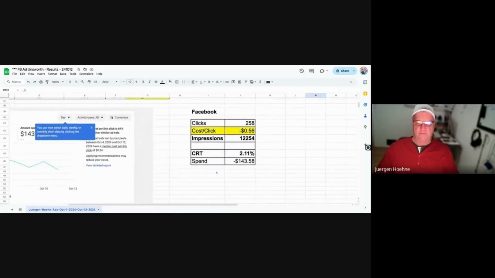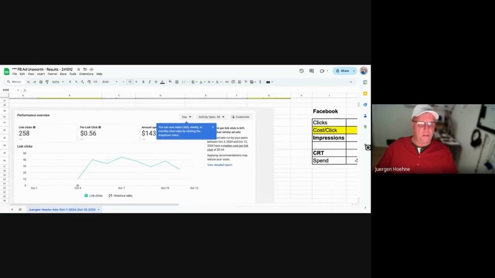And what were the results for Facebook? Pretty good. 12,000 impressions, 258 clicks. 56 cents per click, $143. And I had a click-through rate of 2%, right? This is Facebook. Not bad.